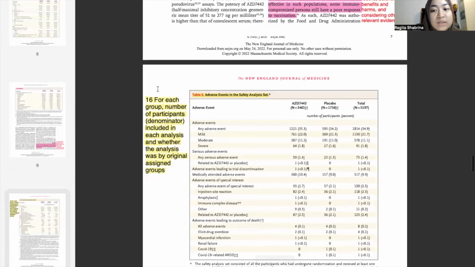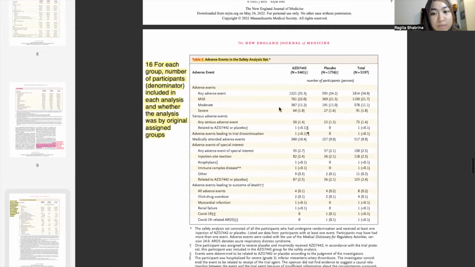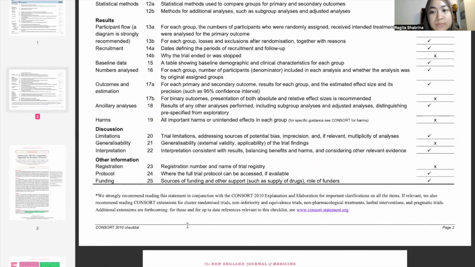So this is for the 16th. This is the table that shows adverse events in the safety analysis set. It is shown by the table, by the analysis assigned group. And next, move to the next item.